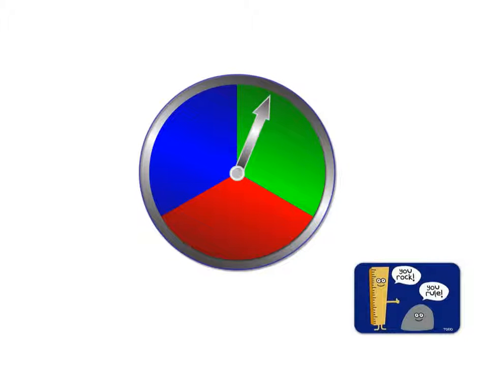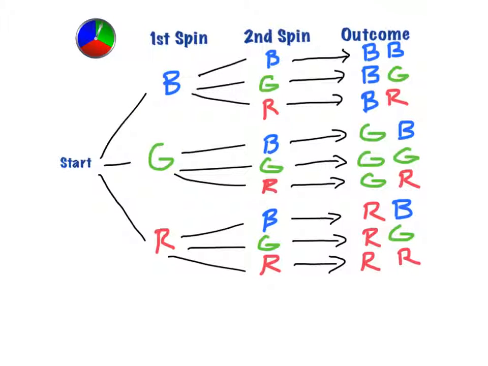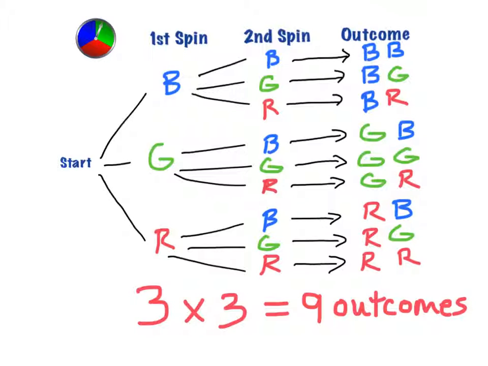If we were using the object of a spinner and we were spinning this twice, one possible way that we could list out all of our outcomes is through a counting tree. Following all the paths in the counting tree shows us that we do have a total of 9 outcomes. Or we could take 3 possibilities in our first spin times 3 possibilities in our second spin and also get the number 9 outcomes that way.